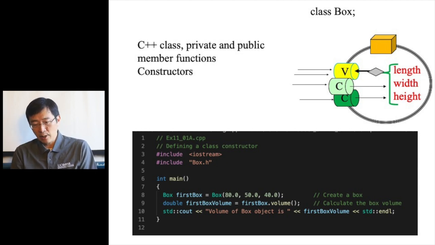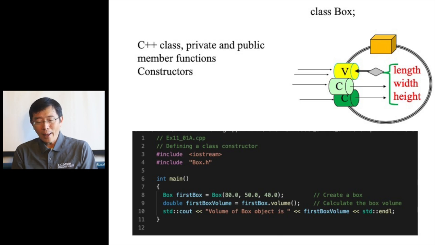The first line basically says Box firstBox, with the brackets, and then it compiles and generates an object called firstBox. Then you also use this firstBox to calculate the value of the first box volume, and then you print it out. So there are three lines: one line constructs the object, the second calls the function, and the third prints out the result. That's a very simple program. You can see that now you have a program that actually interfaces with the object.